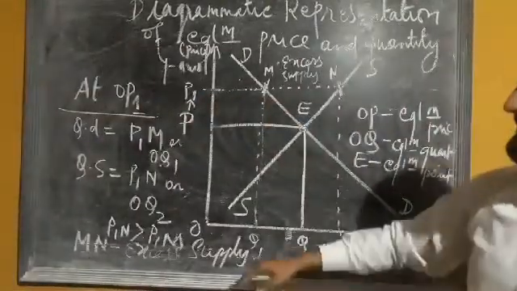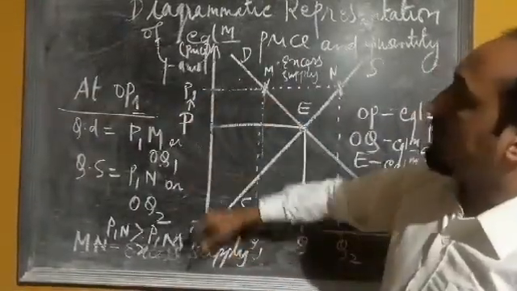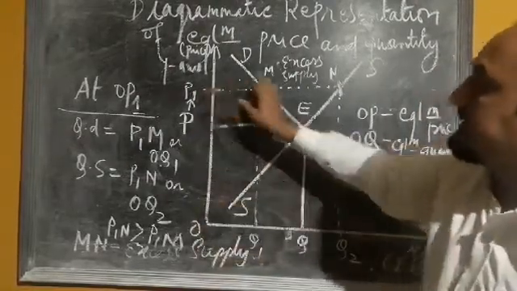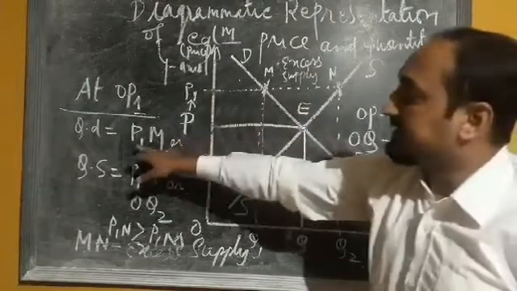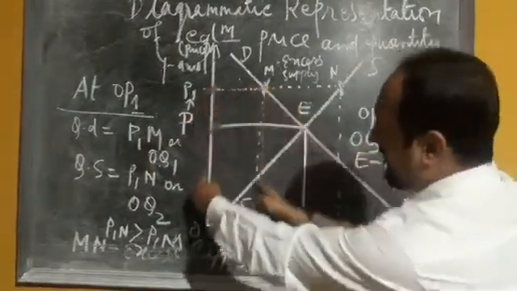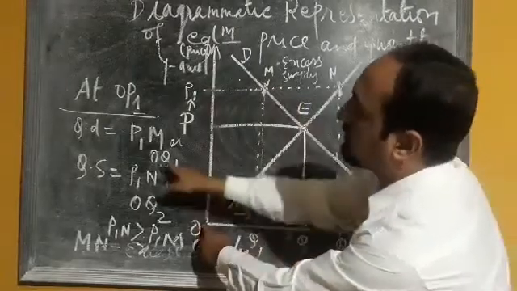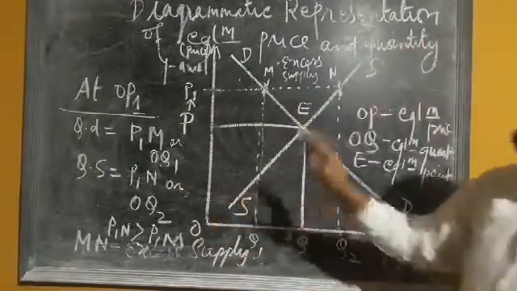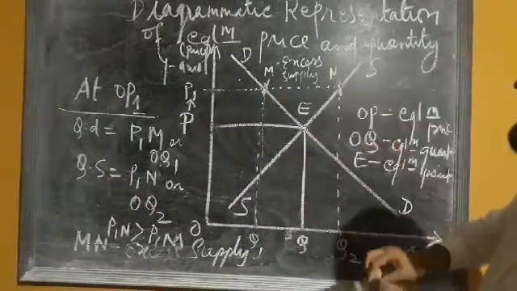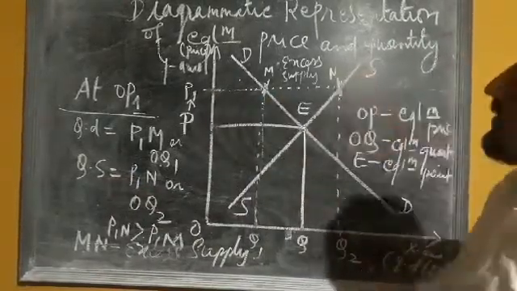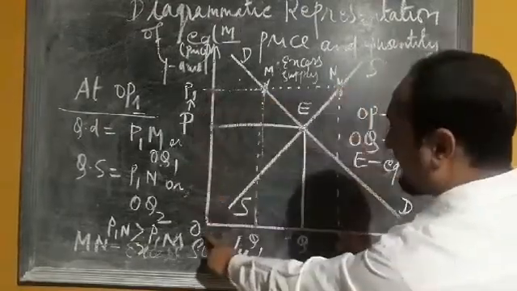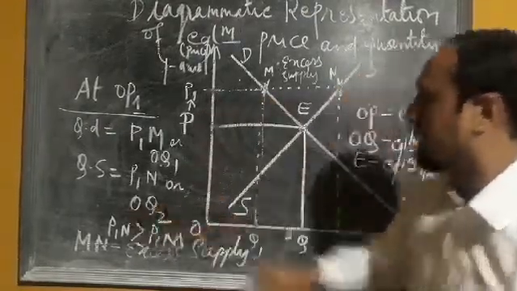So if price increases from OP to OP1, we can see that the quantity demand is P1M or this OQ1, which is the same, and quantity supply, because this line is intersecting the supply curve at point N, is P1N, or if you draw a line here, OQ2.